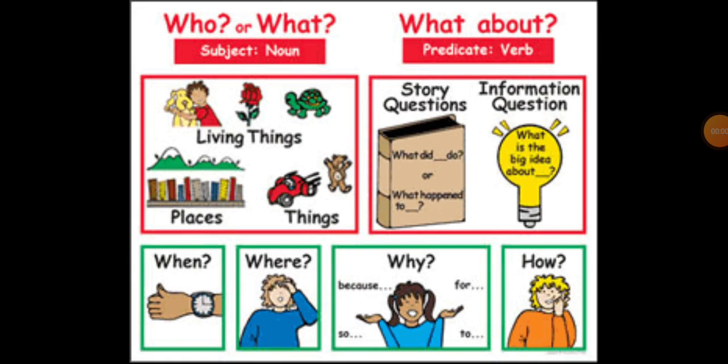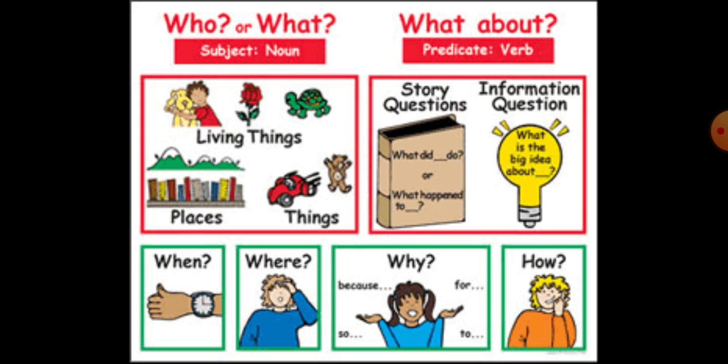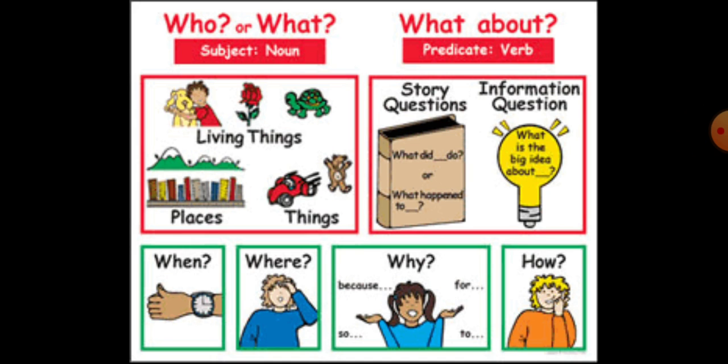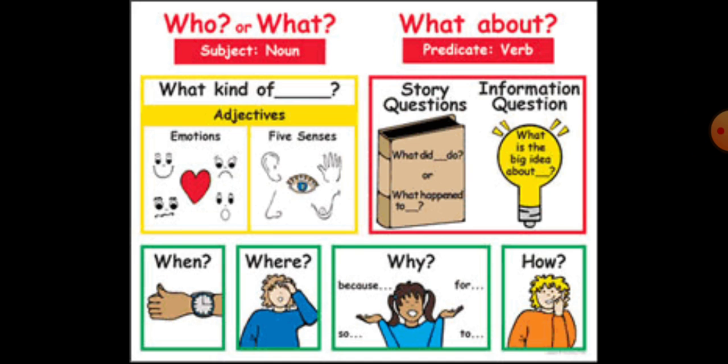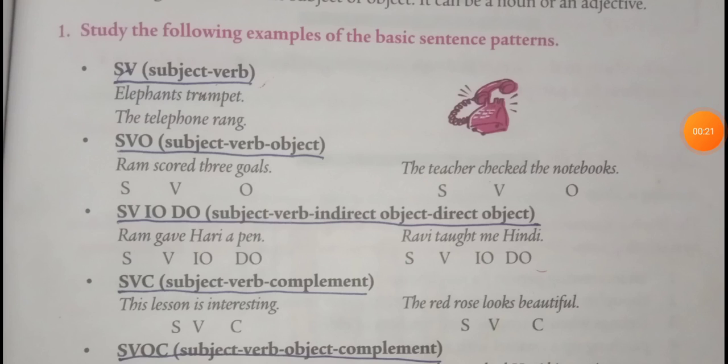Students, today let us study sentence patterns. What's a sentence? A group of words which gives us a complete meaning. That is called a sentence. So now, some of the basic sentence patterns which we have to learn are SV pattern, SVO pattern, SVIODO pattern, like that. So let's study from the beginning.